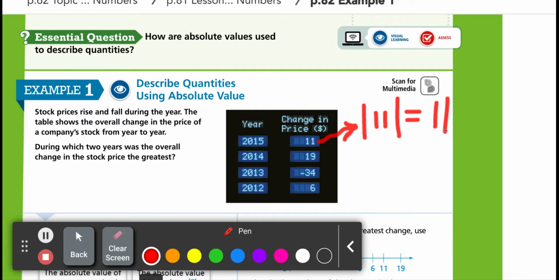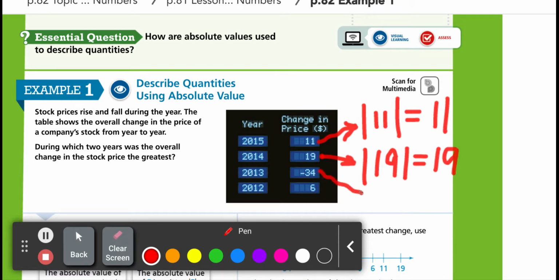So in 2015, the change in price was 11. In 2014, what was the absolute value of 19? The absolute value of 19 is 19. Remember, absolute value is always positive.